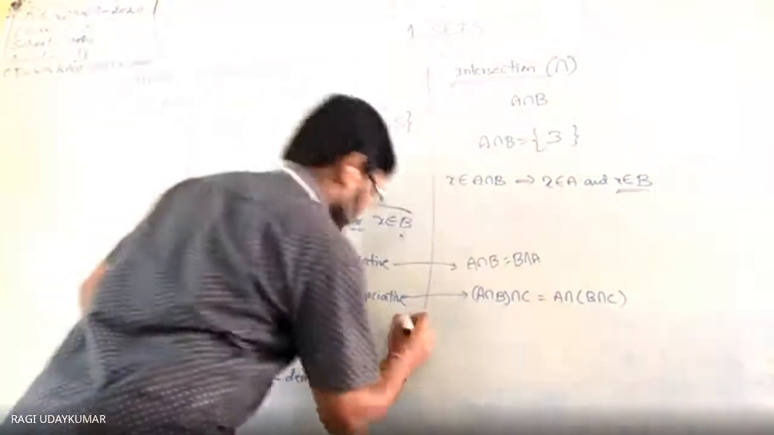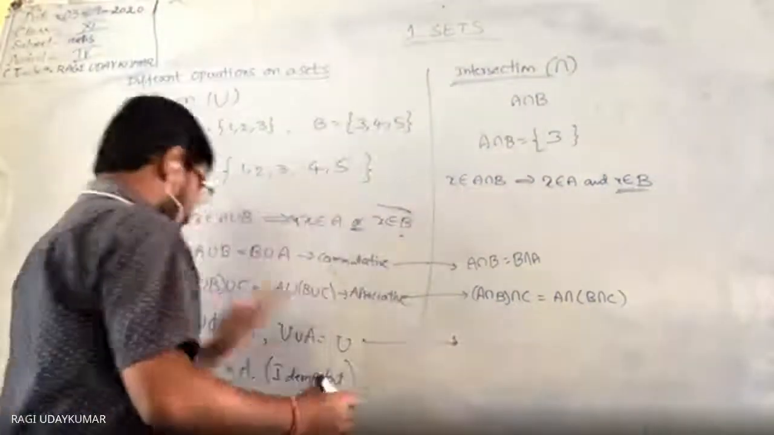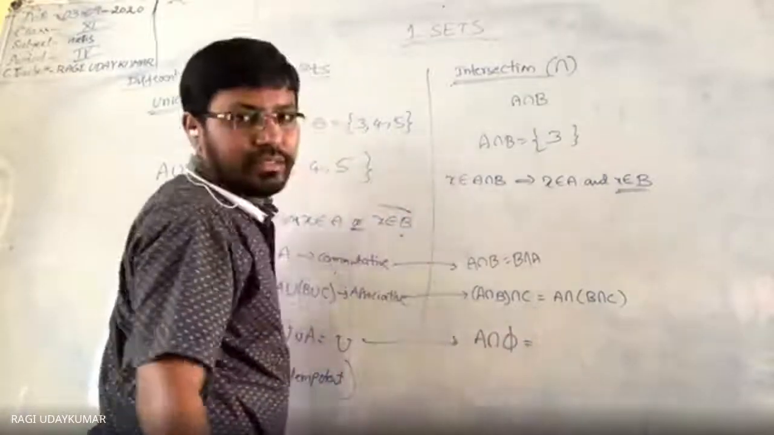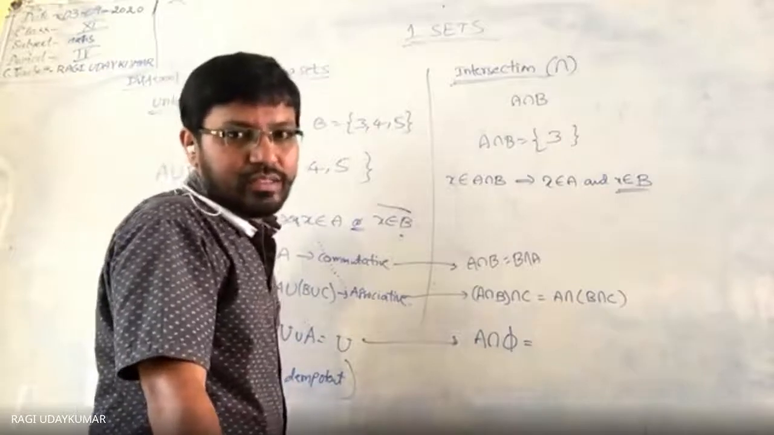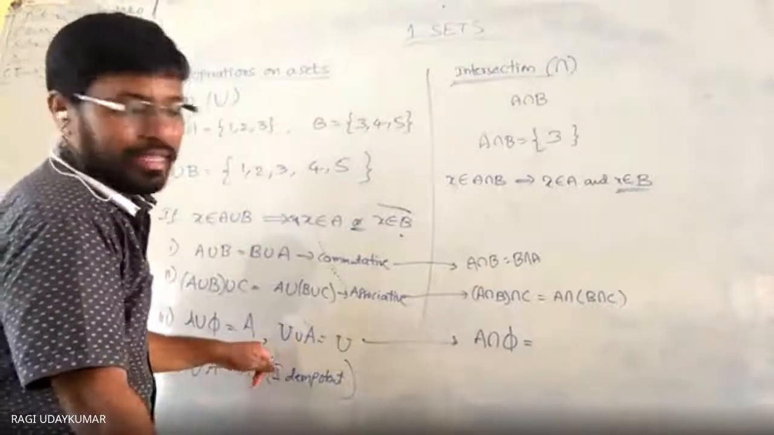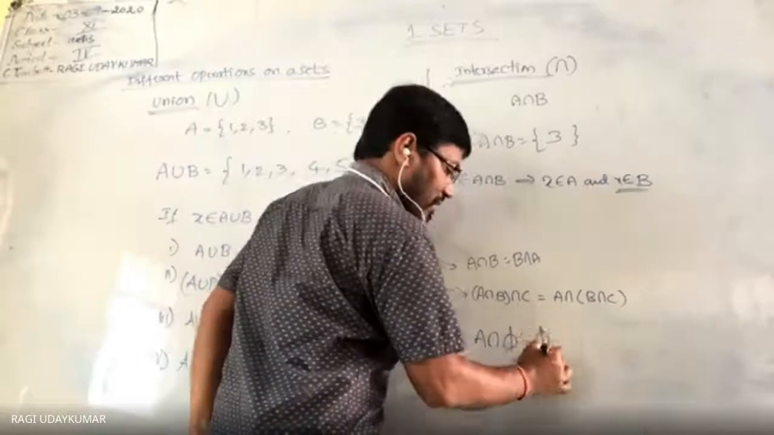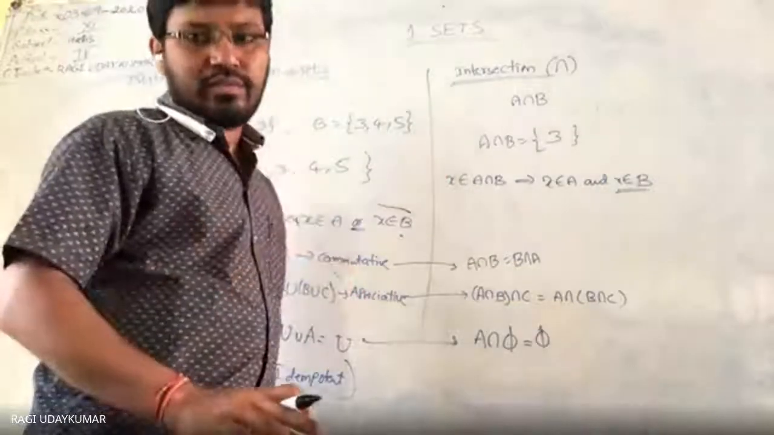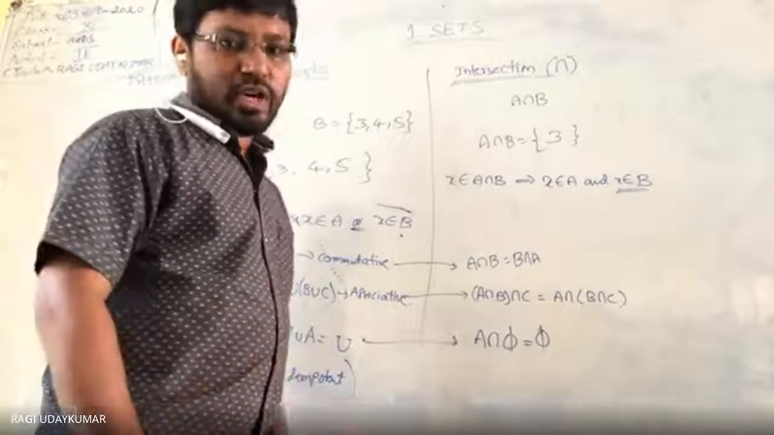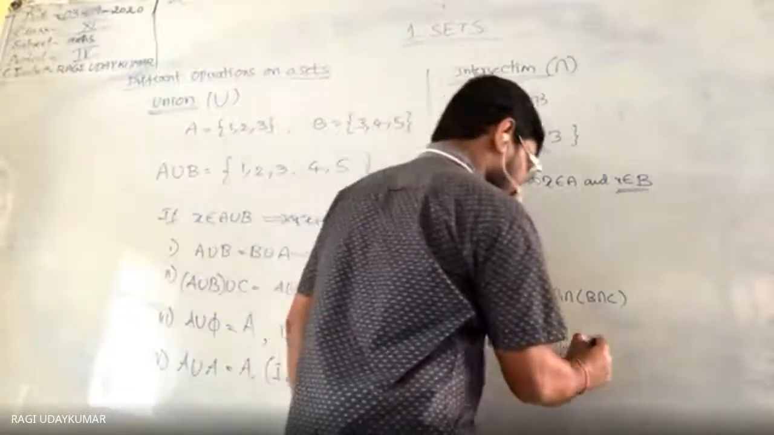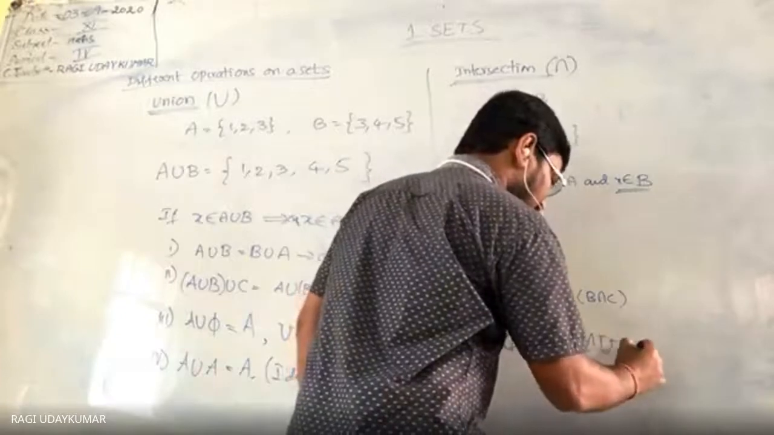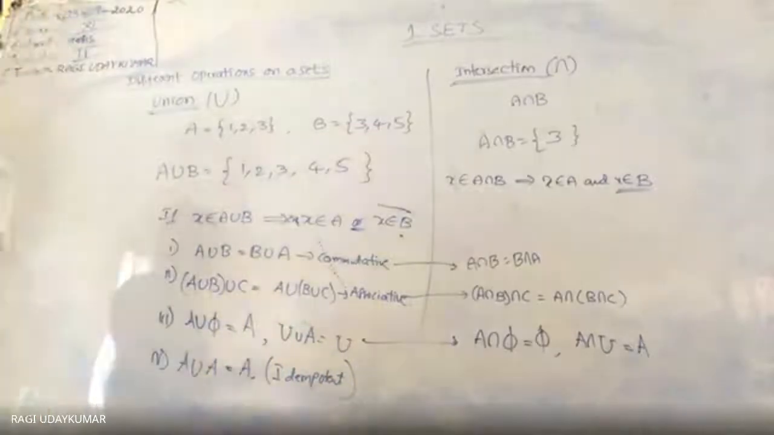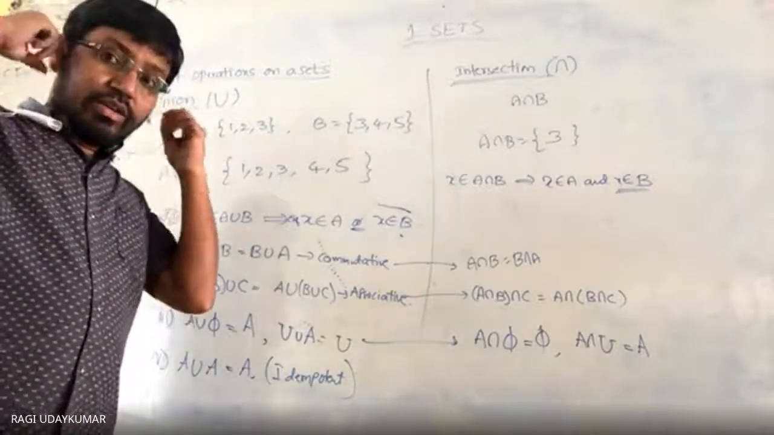Wherever you consider A intersection phi, can you say what you get? A union phi is A. A intersection phi is phi. For phi and A, there is no common element, so again the empty set you are going to get. And whenever you consider A intersection the universal set, you are going to get A.